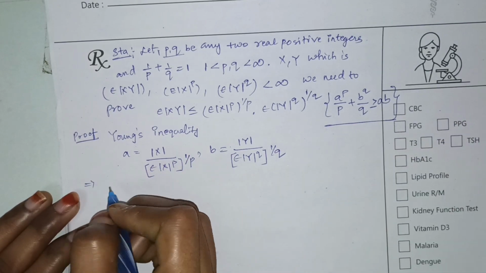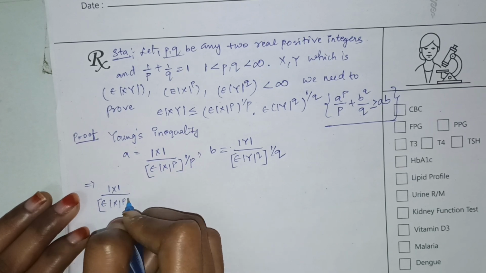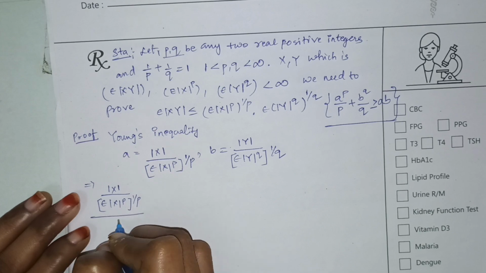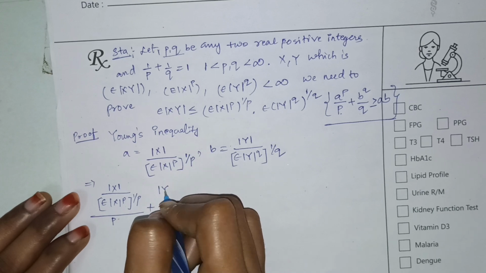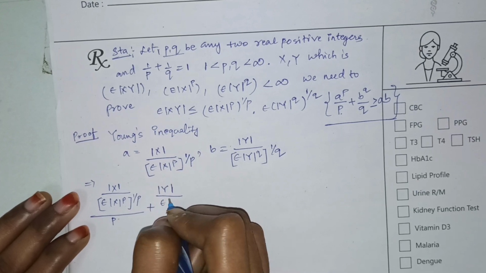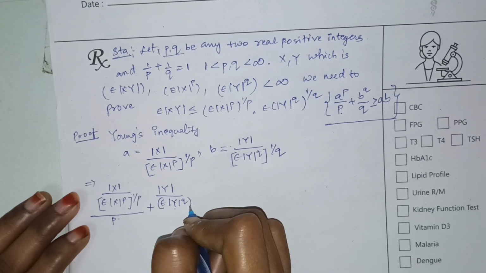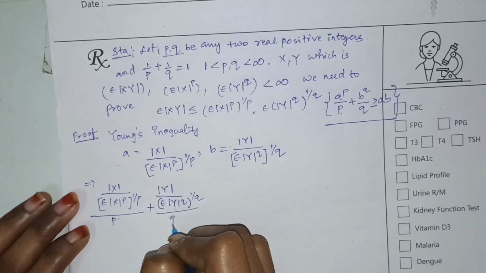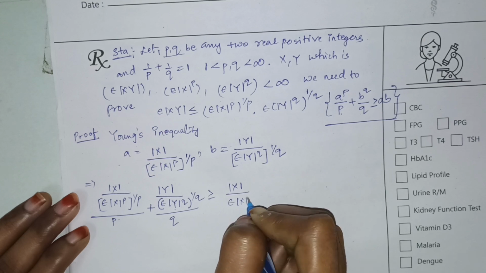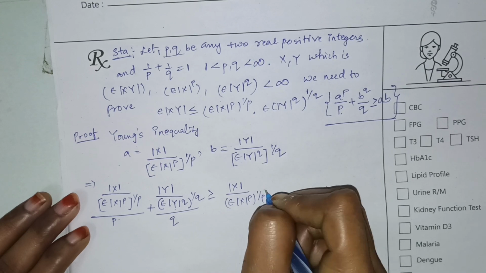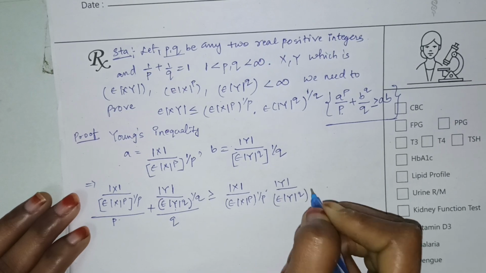So you get mod x by (expectation of mod x to the power of p) whole to the power of 1 by p, divided by p, plus mod y by (expectation of mod y to the power of q) whole to the power of 1 by q, divided by q, greater than or equal to mod x divided by (expectation of mod x to the power of p) whole to the power of 1 by p into mod y by (expectation of mod y to the power of q) whole to the power of 1 by q.